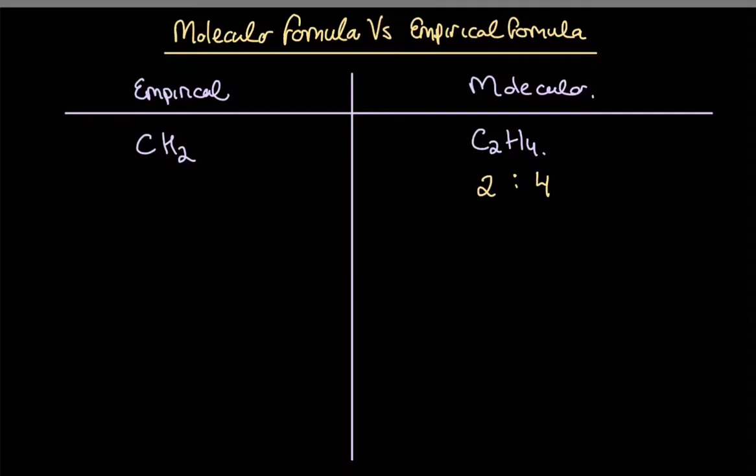So if you broke that down, 2:4 to the smallest ratio, dividing both sides by 2, because 2 goes into 2, 2 goes into 4, it will become a 1:2 ratio, which is why we have C1, only one of them, and H2. So the empirical formula is just the molecular formula, but in the smallest ratio possible.